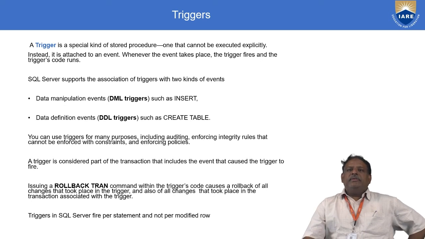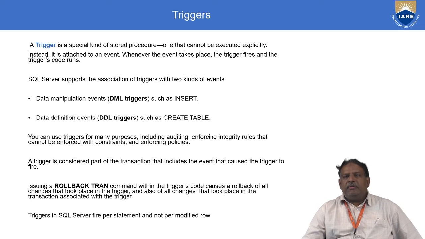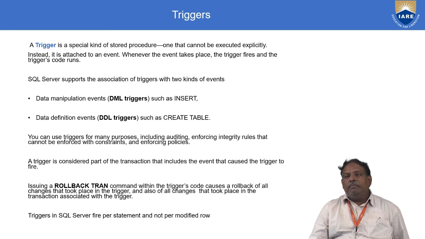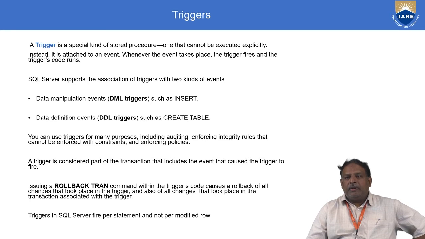A trigger is considered a part of the transaction that includes the event that caused the trigger to fire. See, a trigger is always attached to the event. When something happens, this event will occur. Issuing a rollback transaction command within the trigger code causes a rollback of all the changes that took place in the trigger, and also of all the changes that took place in the transaction associated with the trigger.